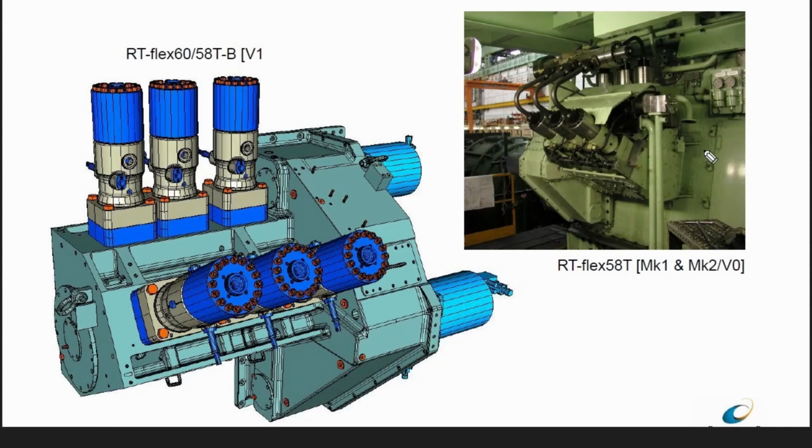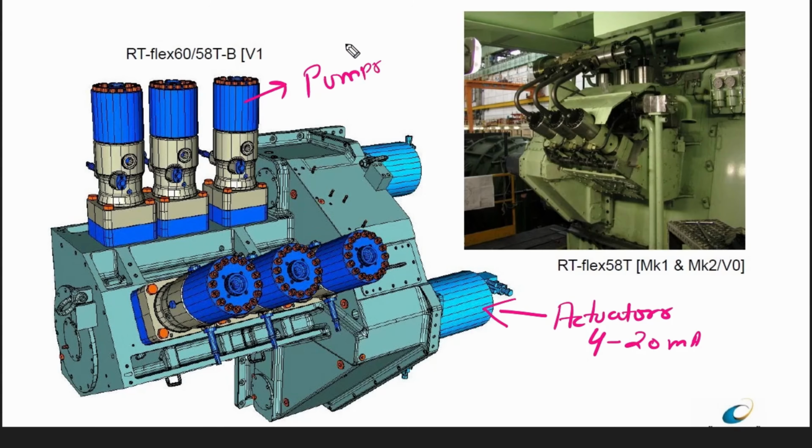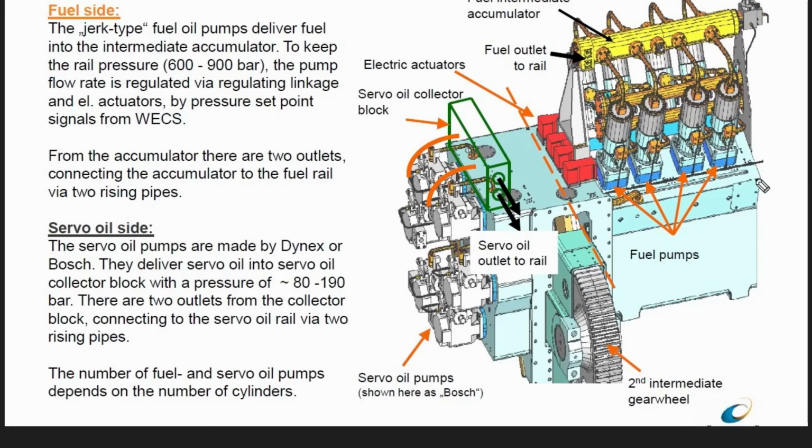This complete unit is attached at the bottom side of the main engine, which is directly attached to your shaft. These are basically your actuators which work on 4 to 20 milliamps, and these are your pumps, fuel pumps. So this is one of the major equipment of the WARTSILA Sulzer engine. Here you can see it is written there, fuel oil pump.